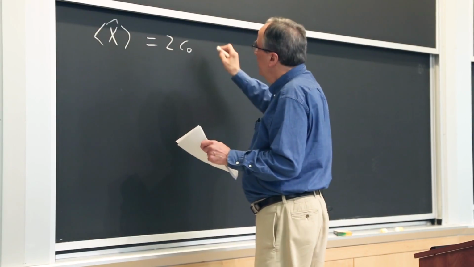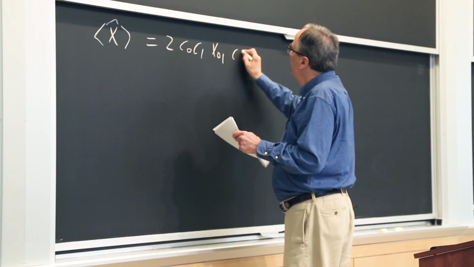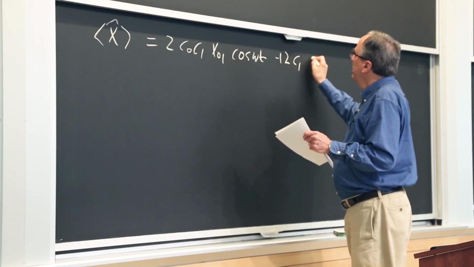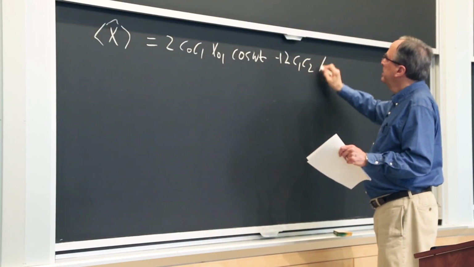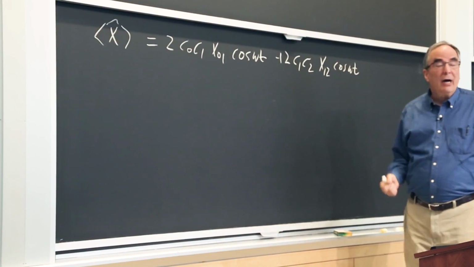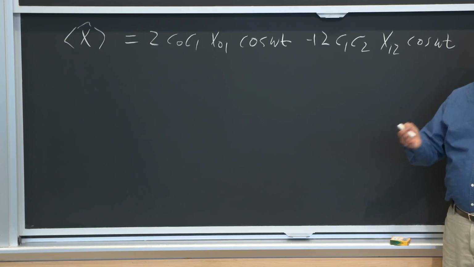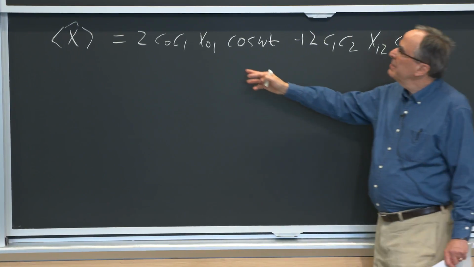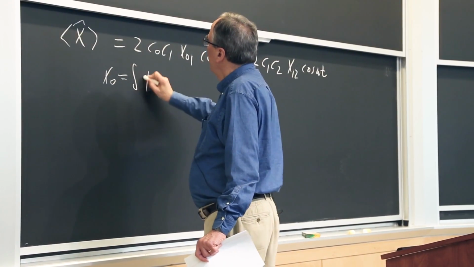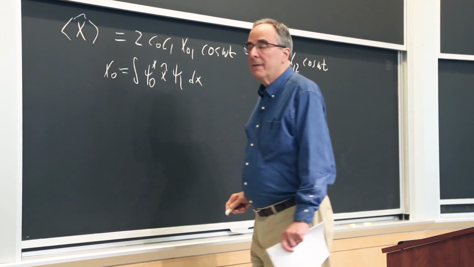And so we get 2 c0 c1 x01 cosine omega t plus 2 c1 c2 x12 cosine omega t. Now, how did I do that? Oh, come on, you can do it too. So what is this x01? Well, x01 is the integral psi 0 star x psi 1 dx.